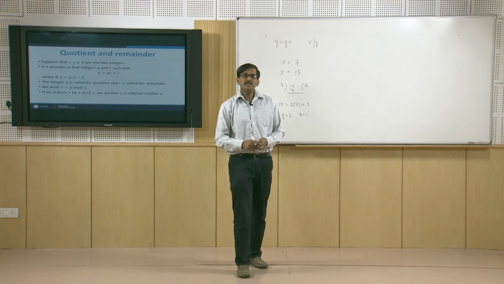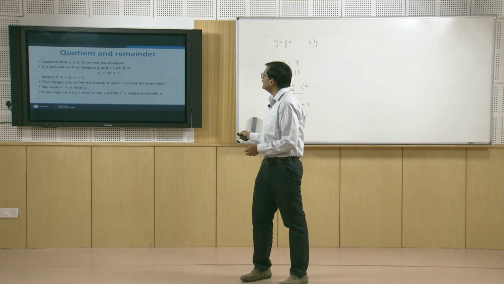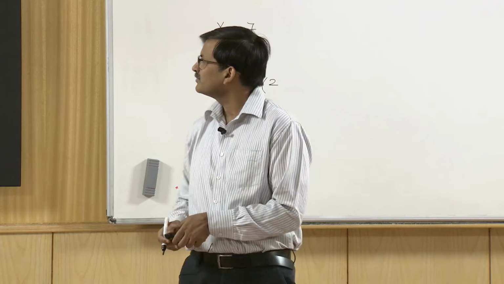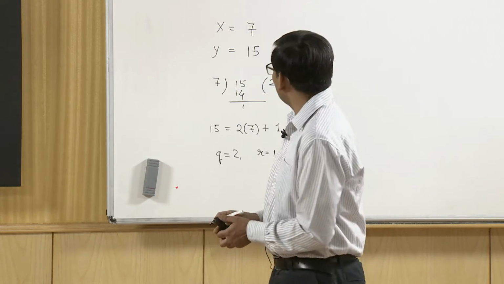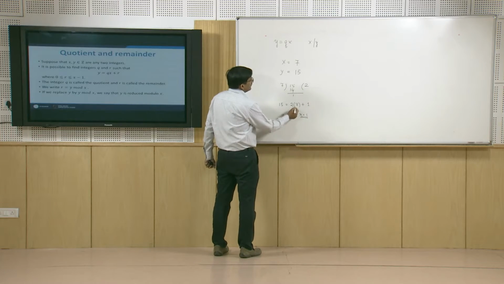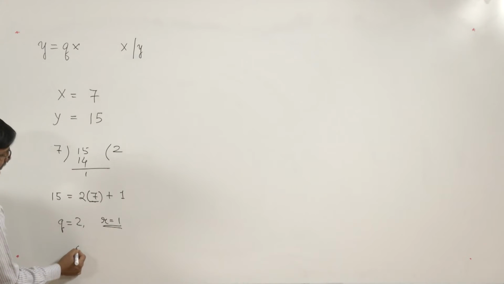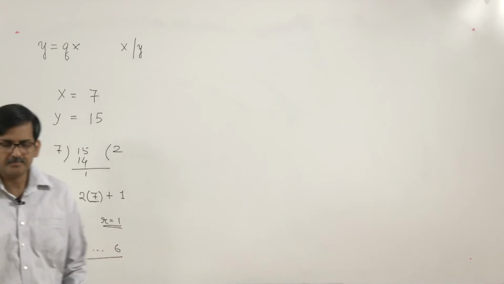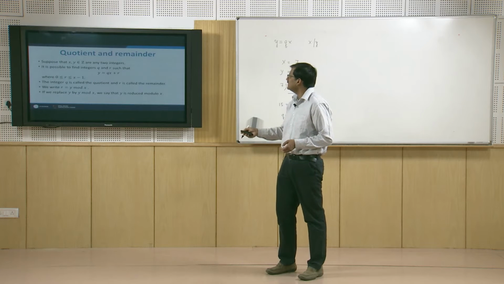We also know that we can always manage q in such a way that r falls between 0 and x minus 1. That is, if I fix x equal to 7, then this r is always going to be between 0 and 6. This is not surprising, we know this.